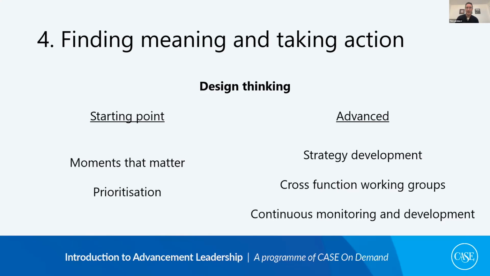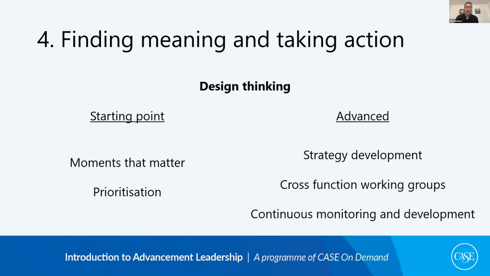The fourth stage is about finding meaning and taking action. So at a basic level, it's about making sense of these priorities and making that insight actionable, which is something that you can do through design thinking. The starting point is to identify and agree those moments that matter as a group, and then prioritize the ones that you want to focus on. A more advanced approach could be to develop a strategic roadmap of priorities and phase the experience areas you want to improve as part of a wider experience strategy.